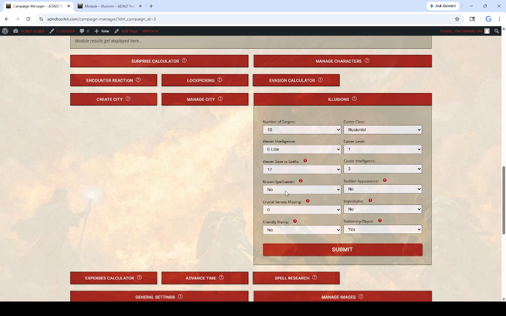Known spellcaster. So does the target, these kobolds, have they seen this illusionist cast spells before, whether in this combat or another one? So do they know they're a spellcaster? Because if they do, then there's going to be a better chance of them, their spidey senses are going to be tingling, and they're going to know there's a good chance this is another illusion they're seeing here. Are there crucial senses missing? And if there are, how many of them?